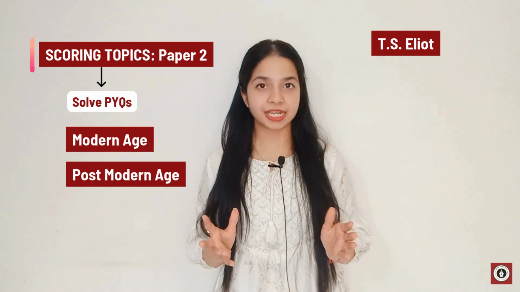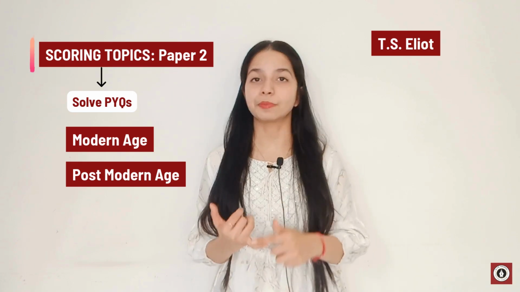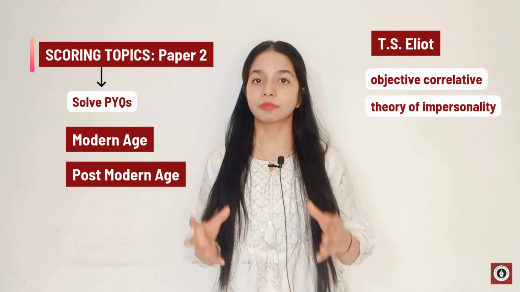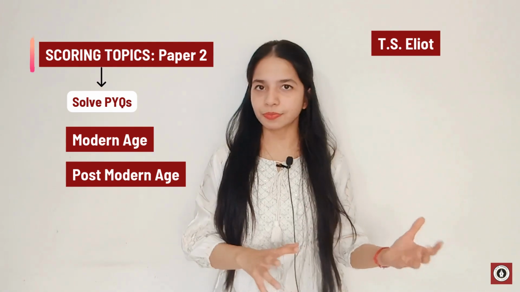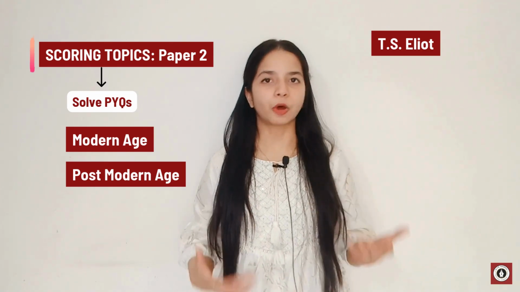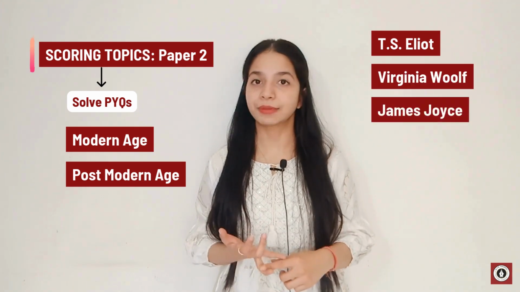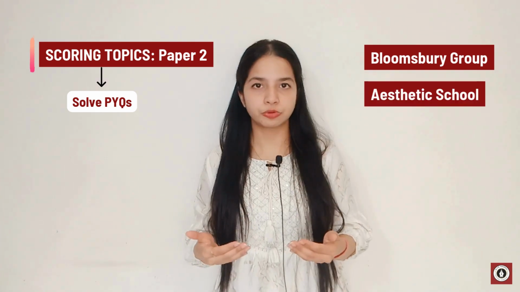So here's a quick tip for you. When you prepare for T.S. Eliot, also understand the terms that he has coined. For example, objective correlative, right? The theory of impersonality. These are some of the most important terms that were provided by T.S. Eliot. Then apart from that, within modern age, the important and most frequently asked writers include Virginia Woolf, James Joyce, right? Apart from that, also understand certain schools of poetry or certain literary cliques like Bloomsbury Group, like the aesthetic school of literature.